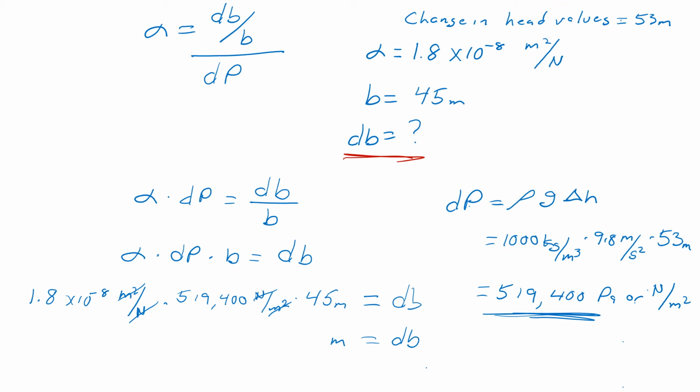And if you get the answer, let me know. And think about whether it makes sense. Could a 45-meter aquifer compress more than 45 meters? No, it can't. It's not likely to compress anywhere near that much. So it should be something less than 45 meters.